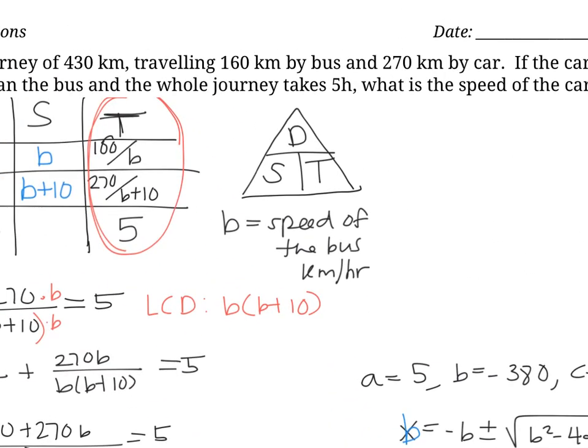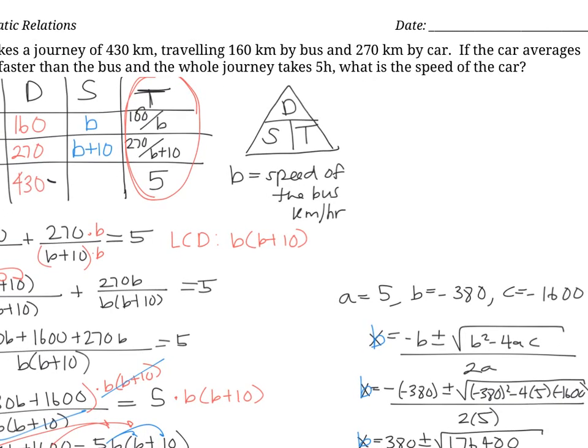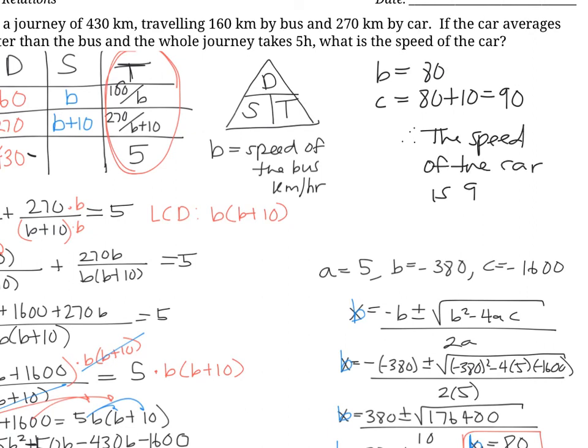So we're going to bring it up to the top. Again, it says, what is the speed of the car? So if the speed of the bus is 80 kilometers an hour, then the speed of the car is just going to be 80 + 10, which is going to be 90. Therefore, the speed of the car is 90 kilometers per hour. And there's not two solutions for this, there's just the one.